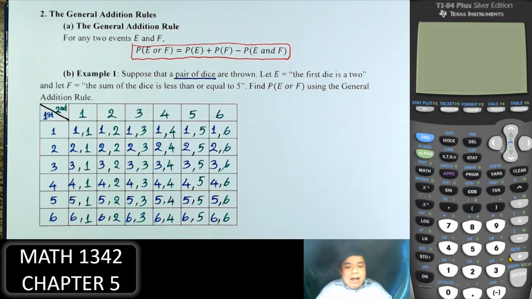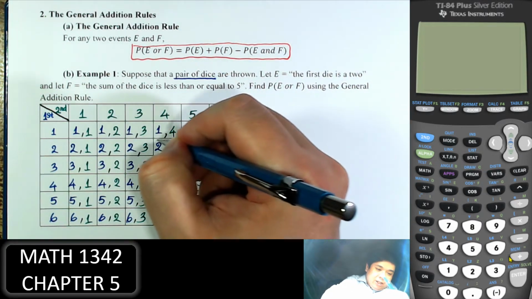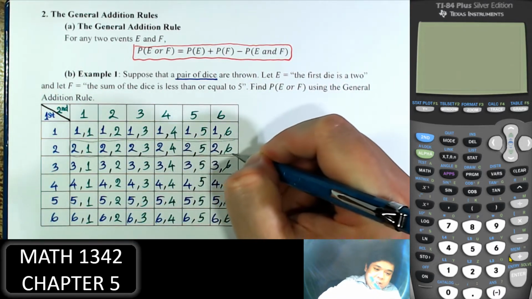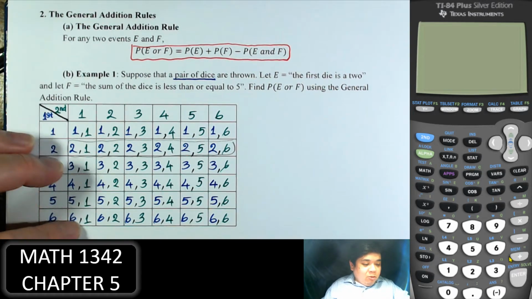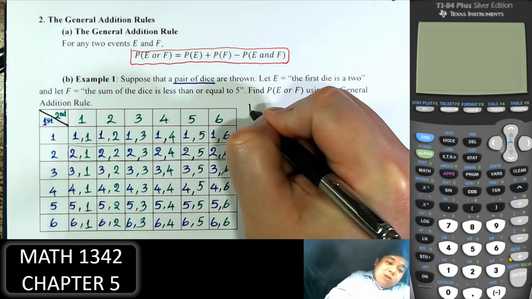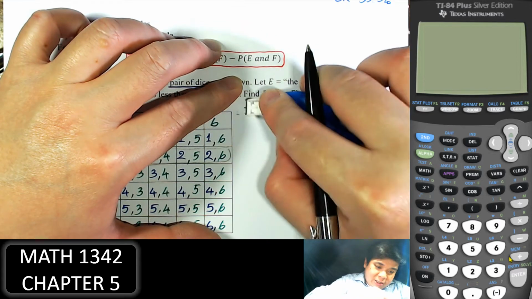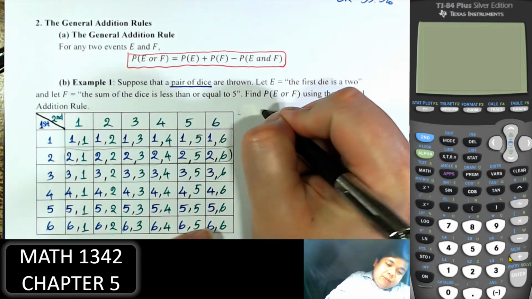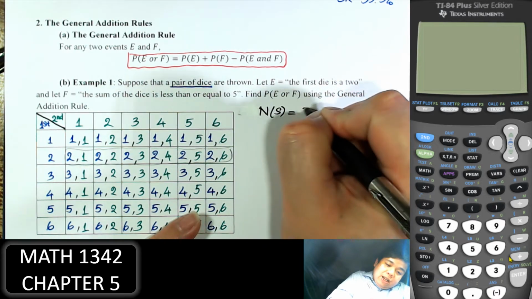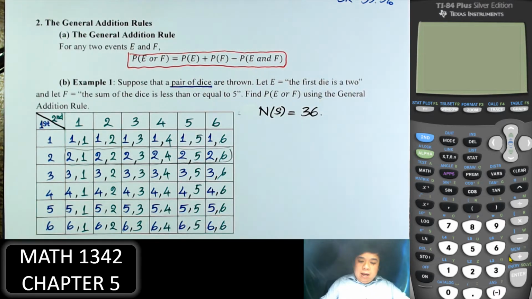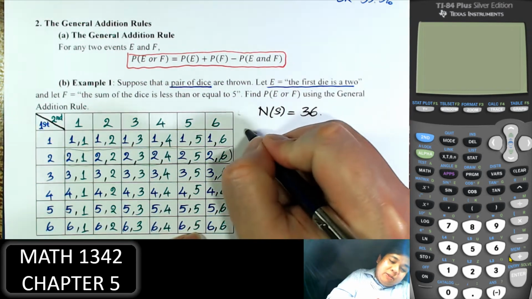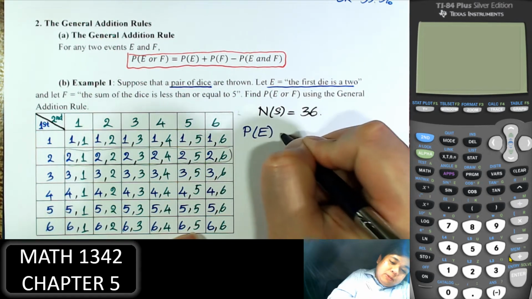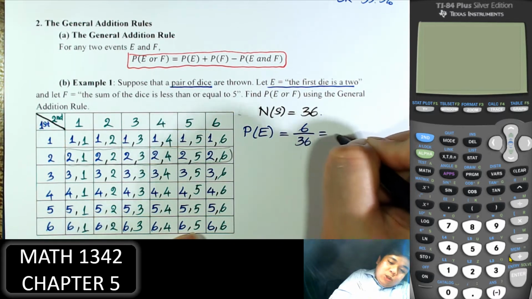Now, next, let E be the event that the first die is a 2. By the way, let's count how many we have in total. There are 6 rows and 6 columns, 6 by 6 is 36. So in the sample space, there are 36 outcomes. Right, let E be the event that the first die is a 2. We have 6 of them out of 36, which is 1/6.